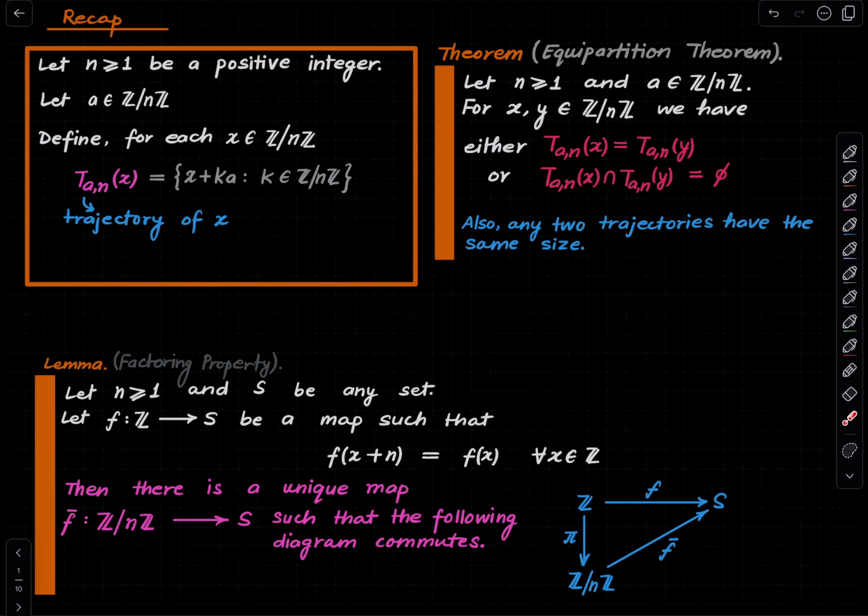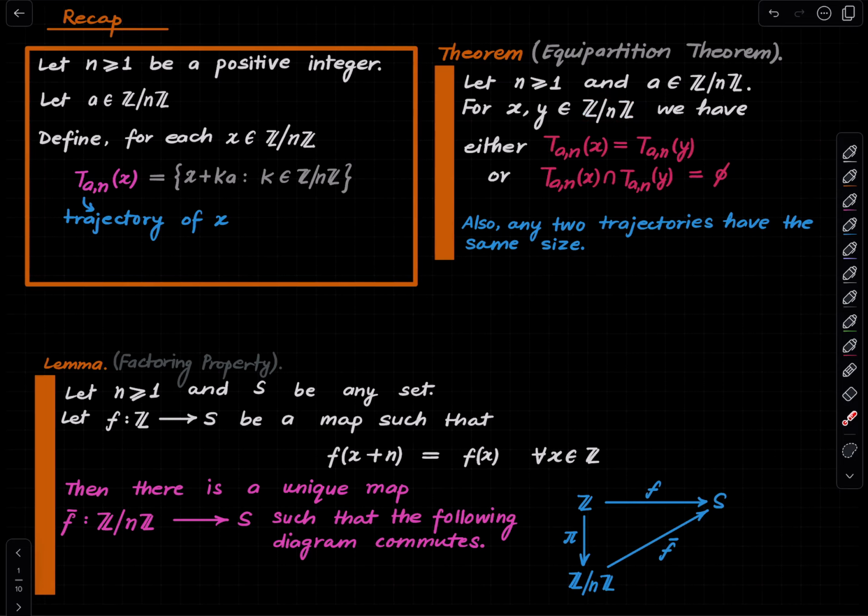Okay, and we saw one property which we termed the equipartition theorem. So fix a positive integer n and a in Z mod nZ. Then for any two elements x and y of Z mod nZ, either their trajectories are equal or they do not intersect. Further, any two trajectories have the same size. So this shows that the trajectories partition Z mod nZ, because everything has to be in some trajectory and no two different trajectories intersect.